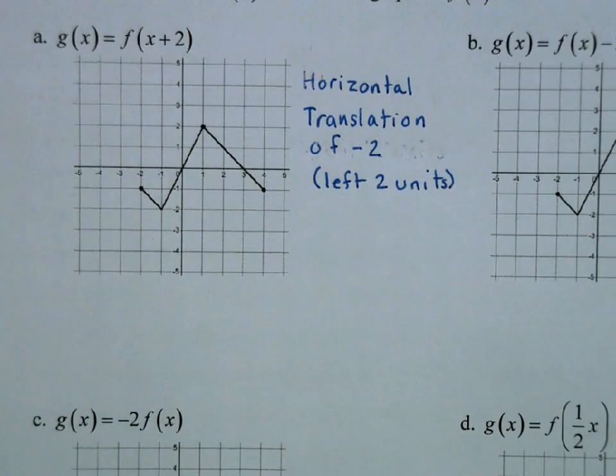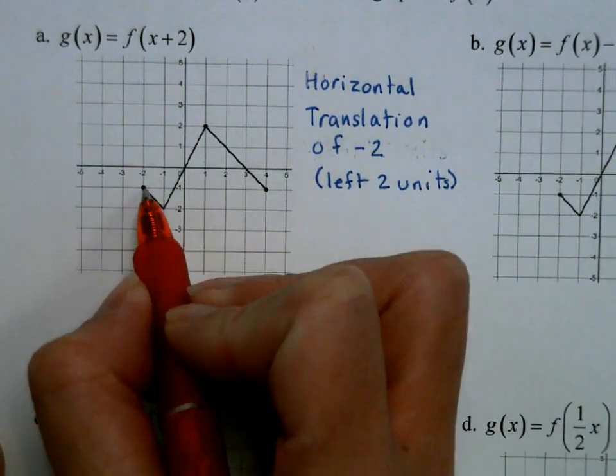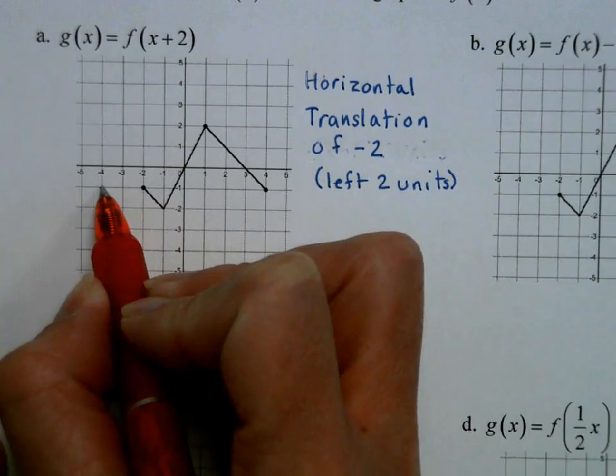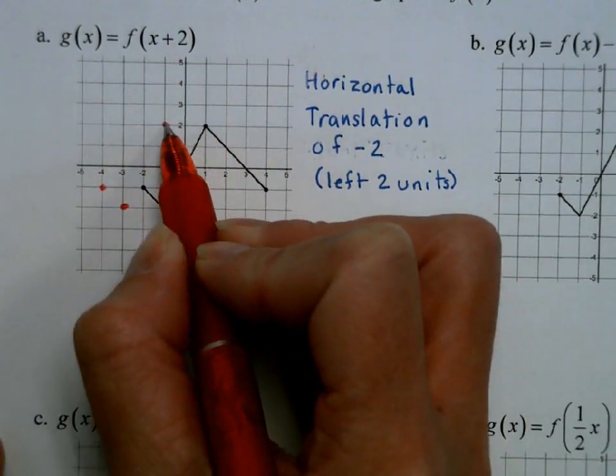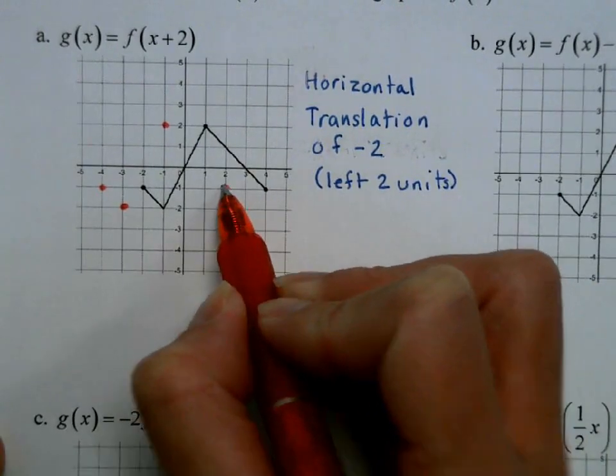So I'm going to take my points and move them to the left. I'm going to take that one, move it left, take that one, move it left, take that one, move it left, take this one, move it left, and then connect our dots.